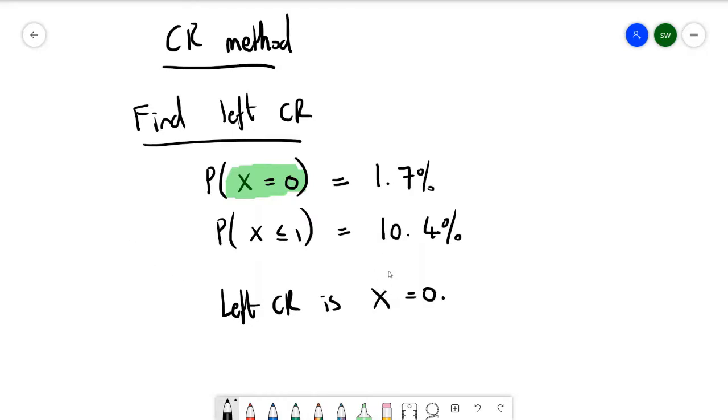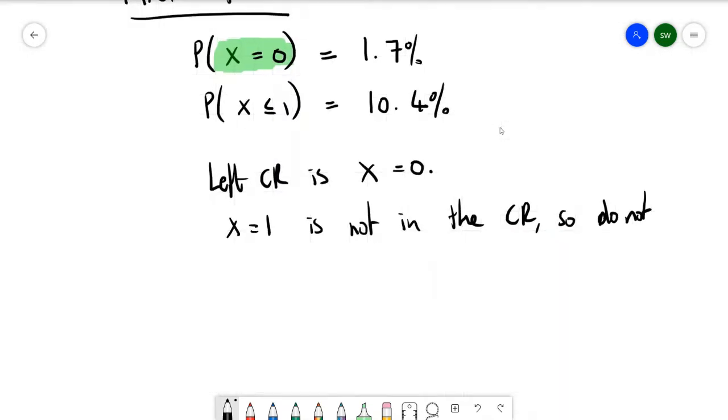So that means we could only reject H0 if x was equal to 0. Well, we saw x equals 1, so we can't reject H0. So we'd say x equals 1 is not in the critical region. So do not reject H0. And then we would make the same conclusion that we made before.